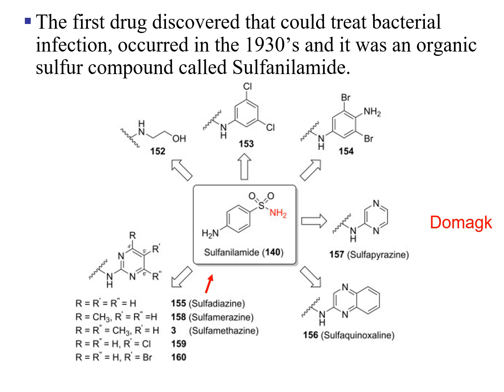Now we're going to get into the actual antibiotics. So this slideshow is titled Antibiotics that Affect Metabolism specifically. So the first drug discovered that could treat bacterial infection occurred in the 1930s, and it was an organic sulfur-containing molecule called sulfanilamide.